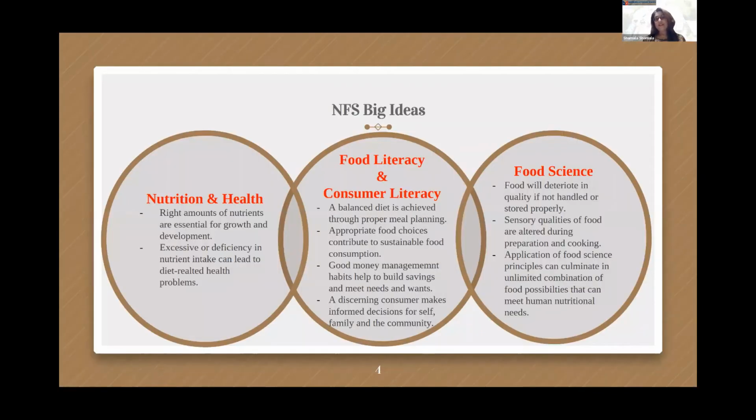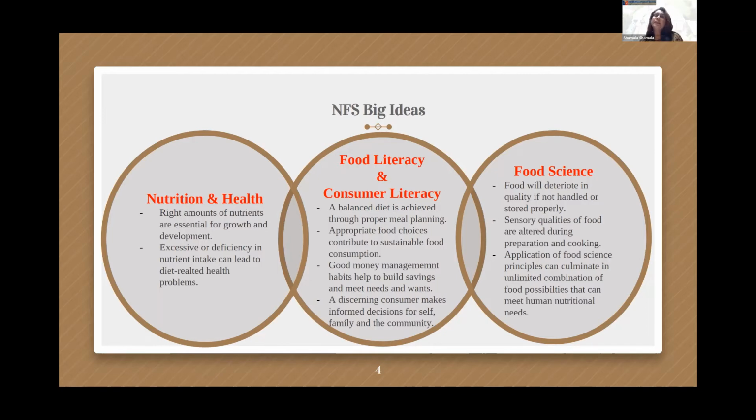So basically, nutrition and food science has three big ideas. Number one, nutrition and health. We know that right amounts of nutrients are essential for growth and development. Two, excessive or deficiency in nutrient intake can lead to a lot of diet-related health problems like hypertension, obesity, diabetes, and so on. We have actually covered this when you were in Sec 1.